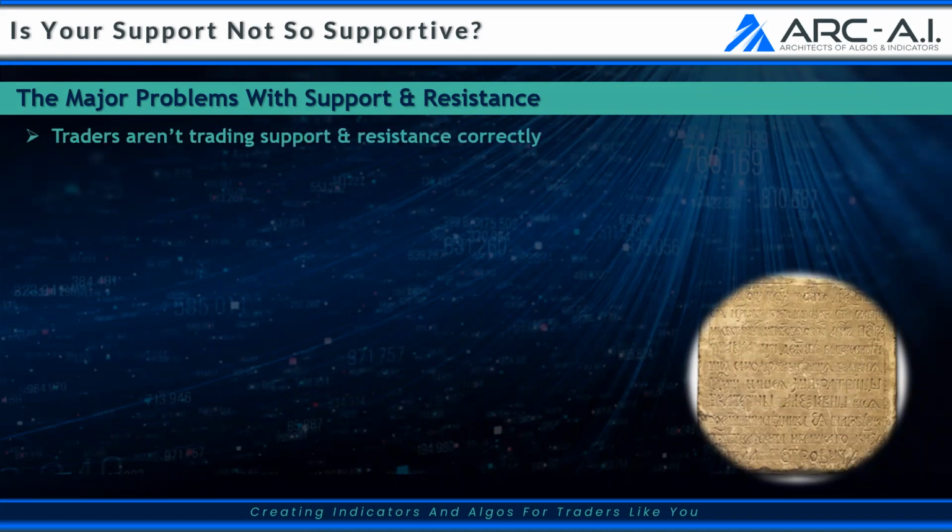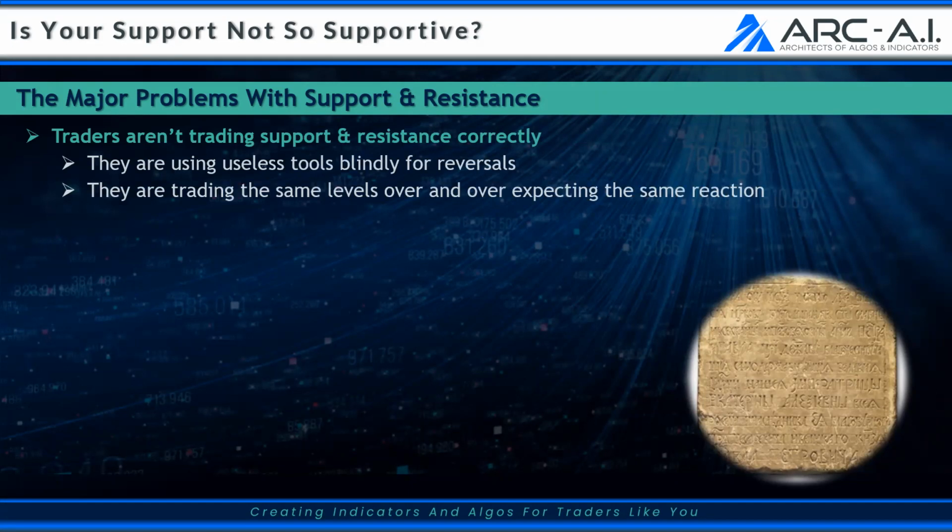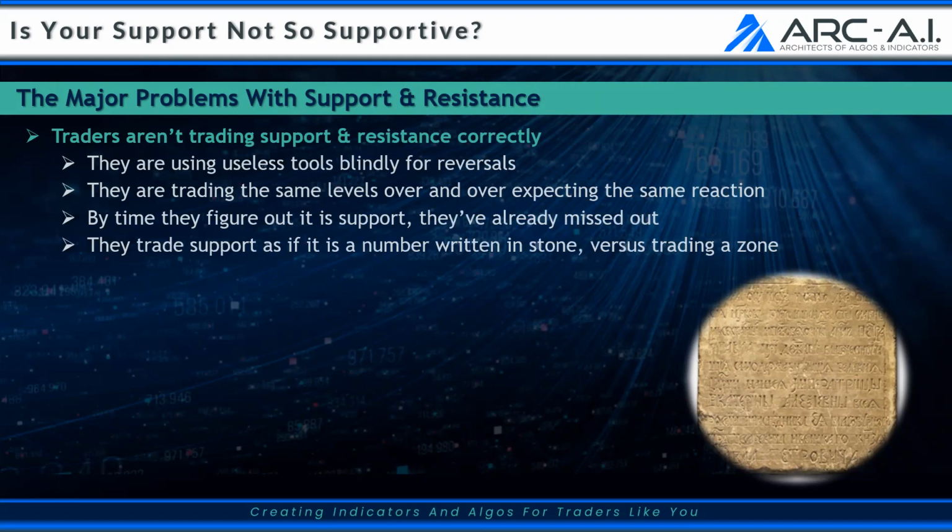The major problem with support and resistance is traders oftentimes aren't trading it correctly. They're using useless tools blindly for reversals and expecting the market to reverse. They're trading the same levels over and over and over, expecting the same reaction. By the time they figure it's support, they've already missed out. They trade support as if it's a number written in stone versus trading it as a zone. The market doesn't come into a level and bounce off of it to the tick every time. Usually it'll come into an area and then it will leave.